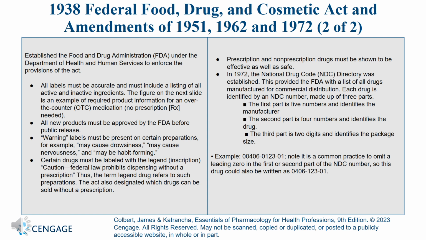What this did was provide the FDA with a list of all the drugs that were manufactured for commercial distribution. Each drug is identified by an NDC number, which is made of 3 parts. The first part is 5 numbers, which identifies the manufacturer, the company that made it. The second part, which is 4 numbers, identifies the drug itself, because each drug is identified by numbers. The third part is 2 digits, which identifies the package size.